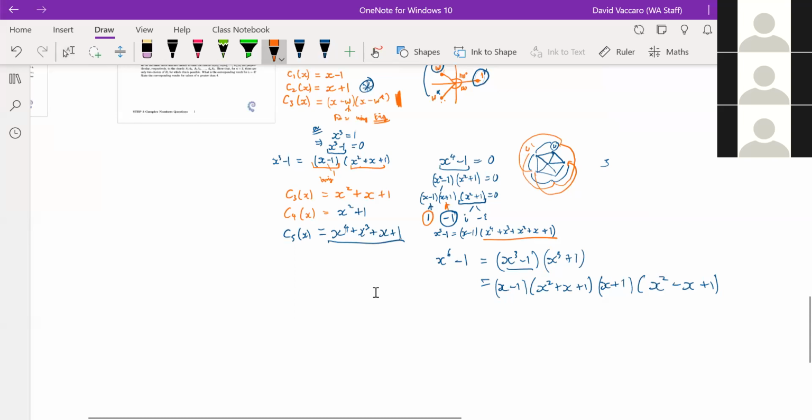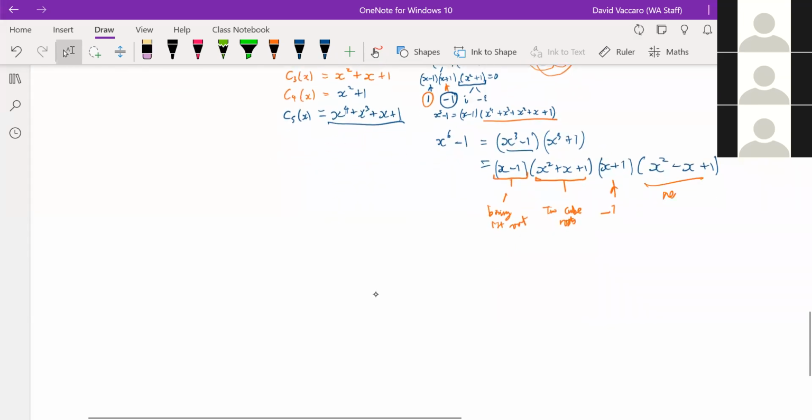Now, what have we seen before? This polynomial x minus 1 just gives me 1, which is the boring first root. This polynomial we've seen before, it's given me the 2 cube roots. This one we've seen before, it gives me minus 1. But this polynomial is new.